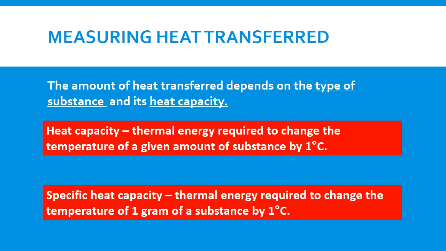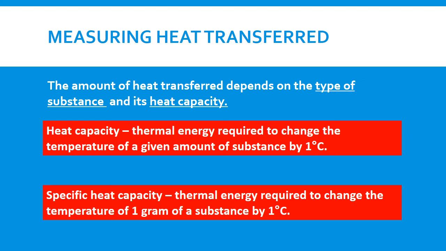Now when we get to specific heat capacity, we're talking about the thermal energy required to change the temperature of 1 gram of a substance by 1 degree Celsius. So here we're specifying, that's where the specific comes from. We're specifying the amount of the substance. It doesn't matter if you have 10 grams, 20 grams, 30 grams, 100 grams. The thermal energy required to change 1 gram of the substance by 1 degree Celsius is still going to be the same. So that means specific heat capacity does not depend on the amount of the substance.